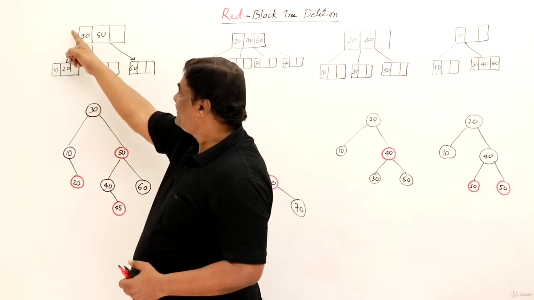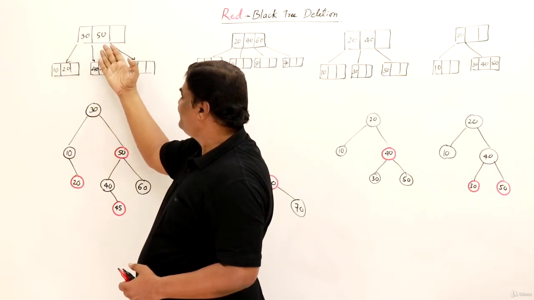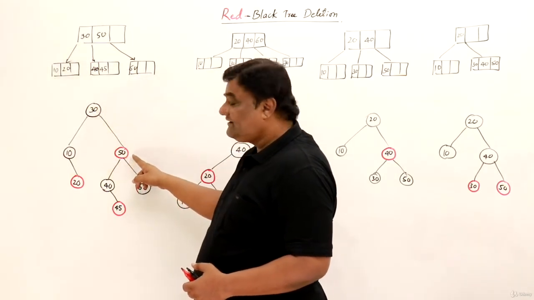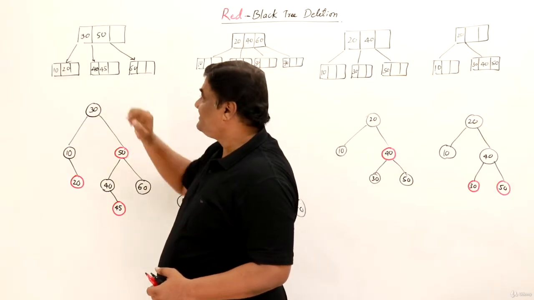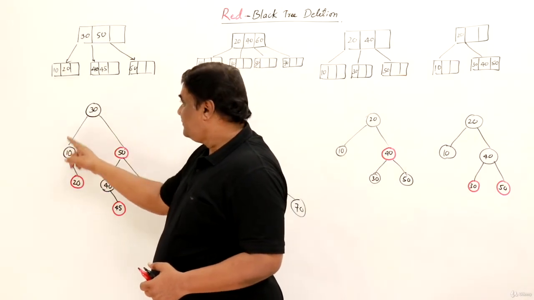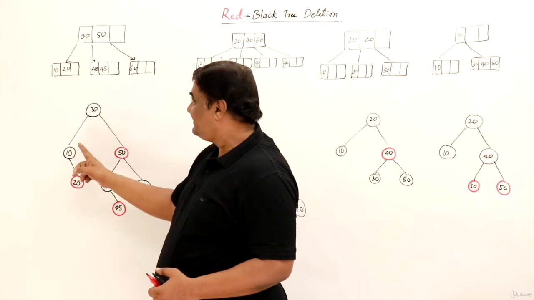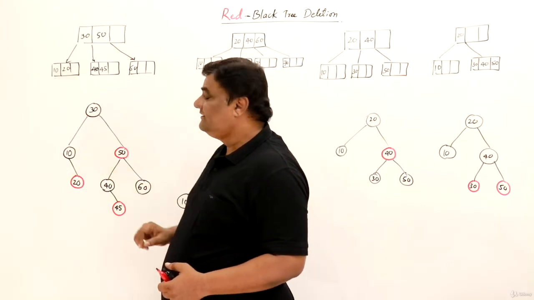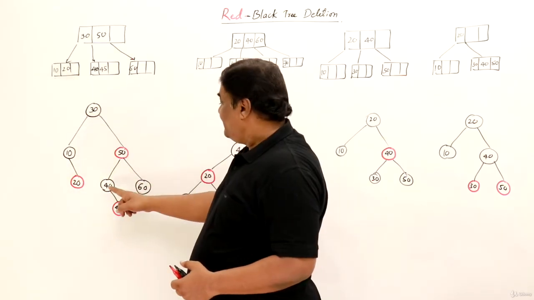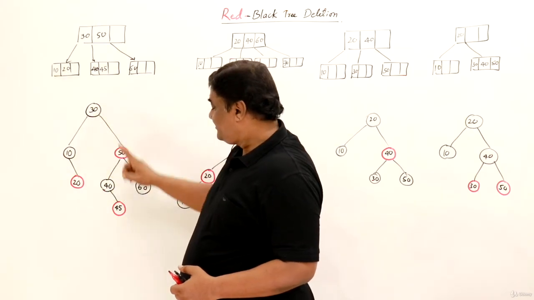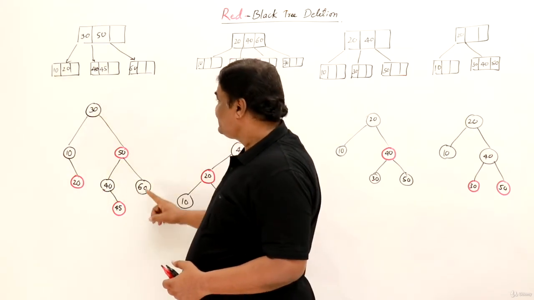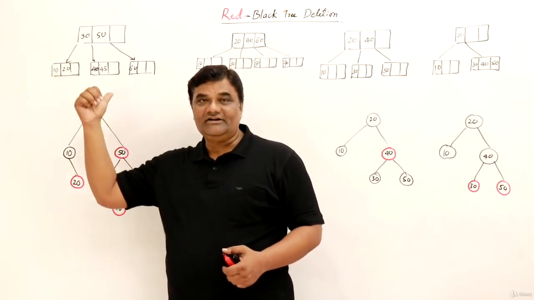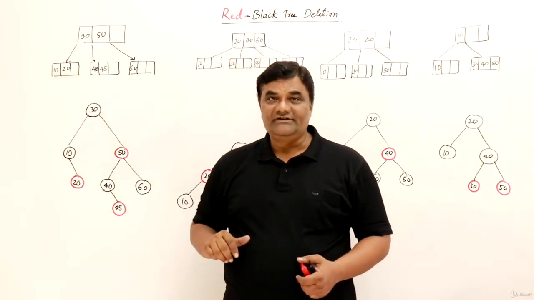So let us look here. 30 is a node. Then what is 50 doing here? 50 is a red color child of 30, so it's present there. Then 10 is a node. Yes, 20 is a red color child, so 20 is along with that same 10. Then 40 is there. 40 is a separate node. 45 is a red child. 60 is a separate node. Now I have compared the red-black tree with the 2-3-4 tree.